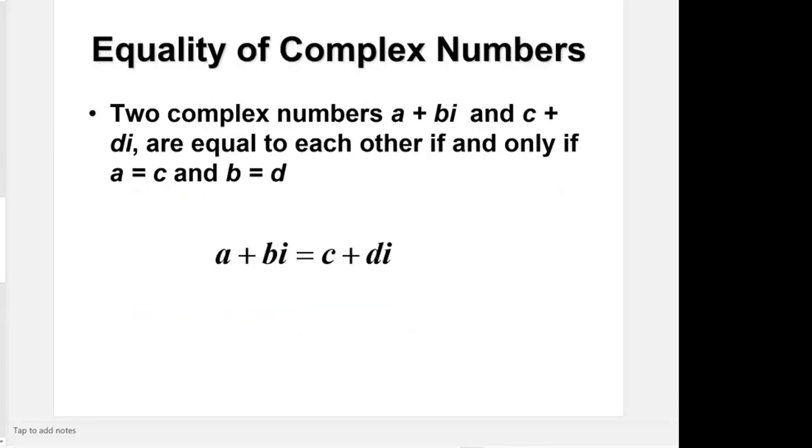So when we have two complex numbers and we say they're equal, we have to say that a has to equal c because that's the real part, and b has to equal d. That's all this slide basically says.